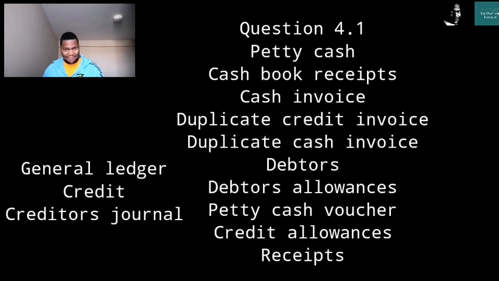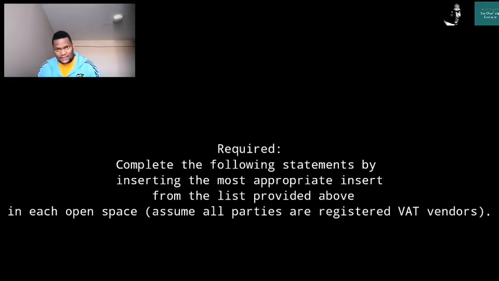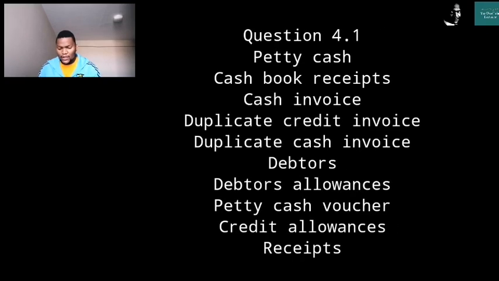I like first by looking at the requirement of what we're supposed to do. So here the requirement is as follows. You are required to complete the following statement by inserting the most appropriate insert from the list provided above in each open space. Assume all parties are registered for VAT vendor. Okay, now based on what we are given, let's start with statement number 1. We just need to put in the correct wording for it, or the correct concept.